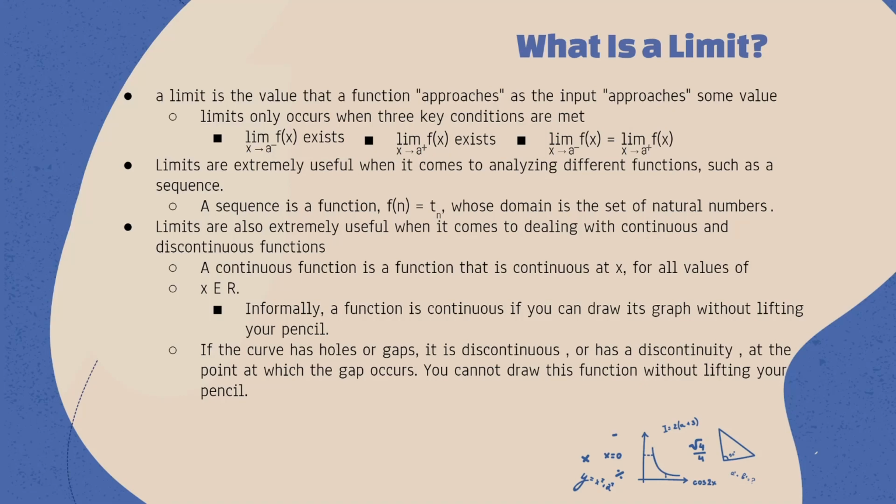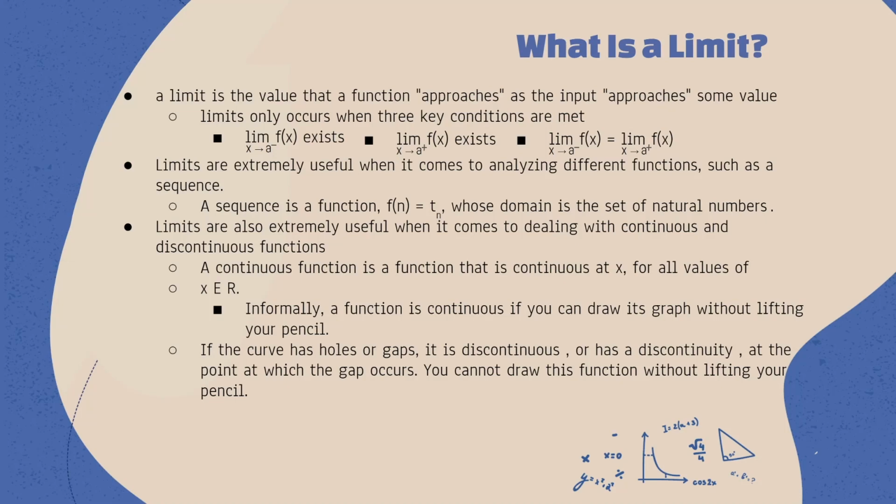Now, the most important part is that if both the limits do exist, they must also equal the exact same thing. So if you got 2 for your right hand limit and your left hand limit got us 3, that means the limit does not exist.